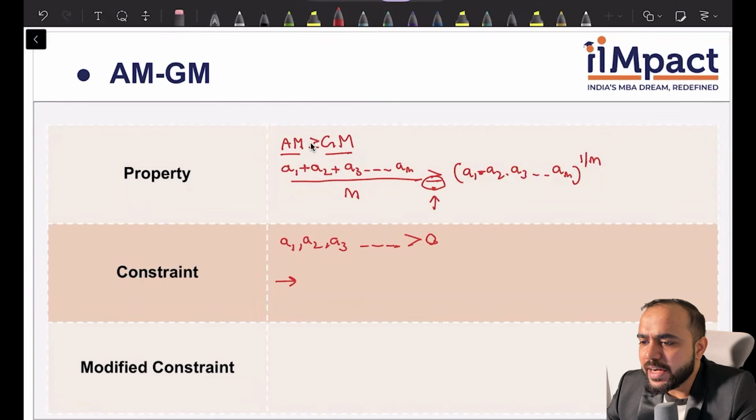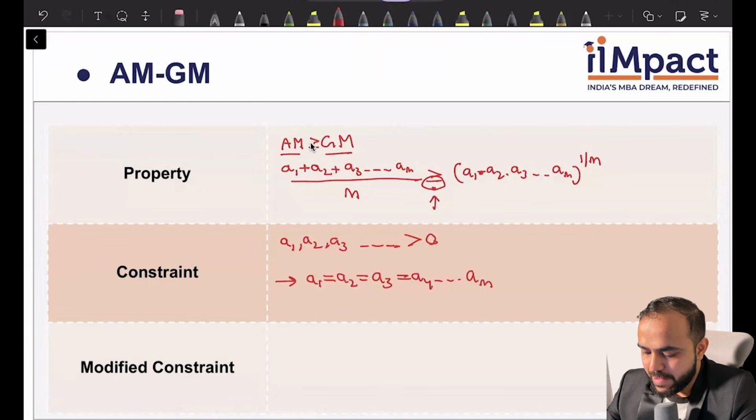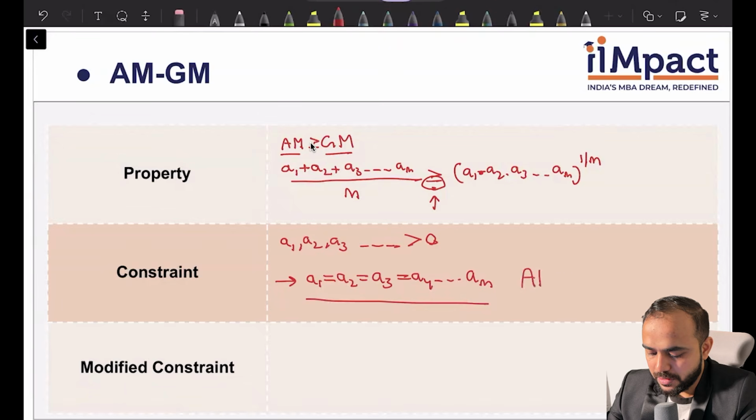So when is it that you get equality in AMGM? When all of the quantities that you have taken are individually equal to each other. When this happens, you will have the arithmetic mean equal to the geometric mean.